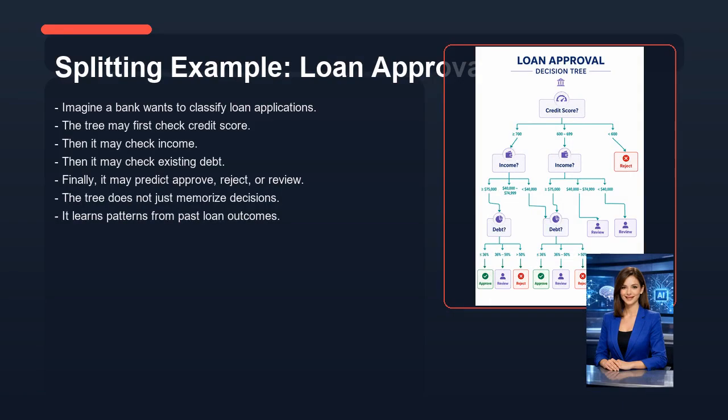Now let's look at a splitting example, loan approval. Imagine a bank wants to classify loan applications. The tree may first check credit score. Then it may check income. Then it may check existing debt. Finally, it may predict approve, reject, or review. The tree does not just memorize decisions. It learns patterns from past loan outcomes.